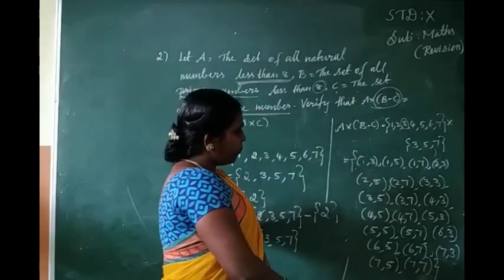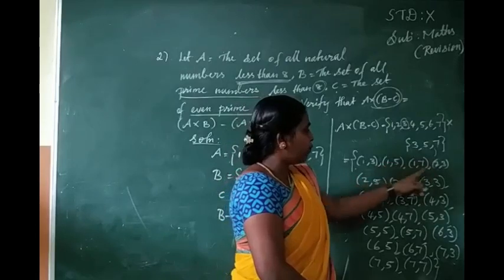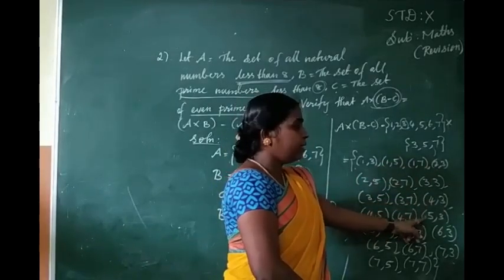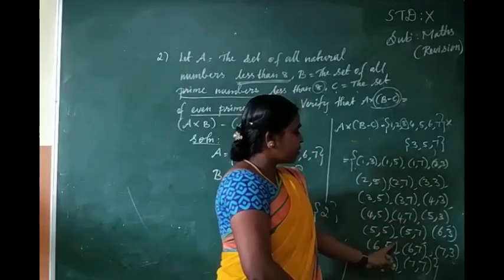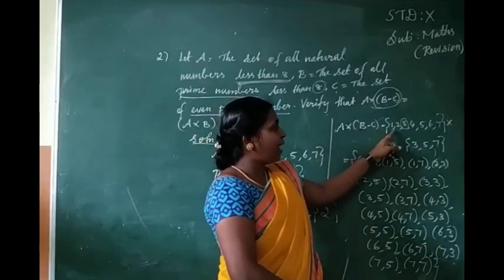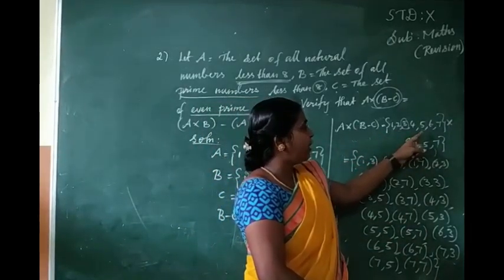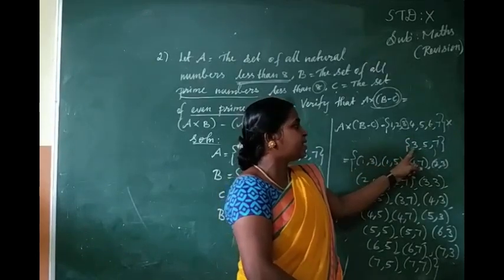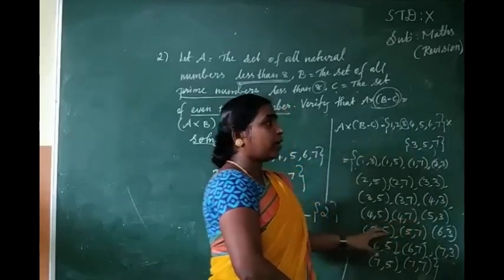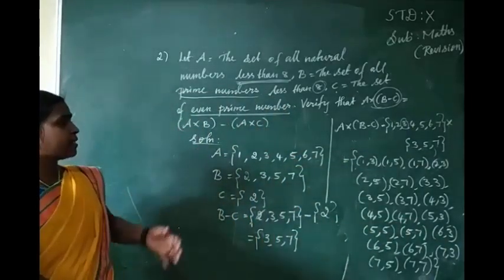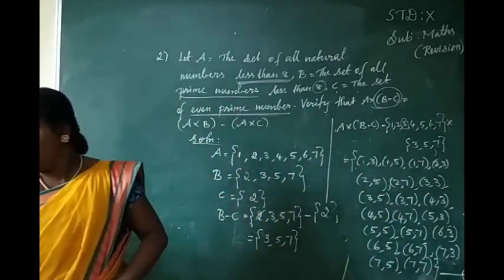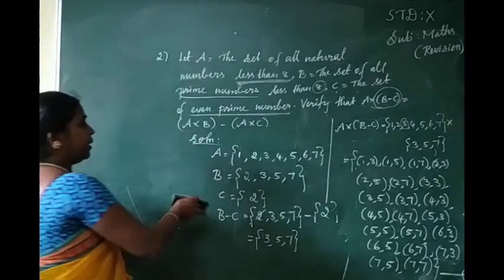Okay, how many pairs did you get? 1, 2, 3, up to 21. You can check: the number of elements in A is 7, the number of elements in B minus C is 3, and 7 times 3 is 21. Correct, we got the right answer. This is equation 1. We have completed the left hand side. Next we have to find the right hand side.